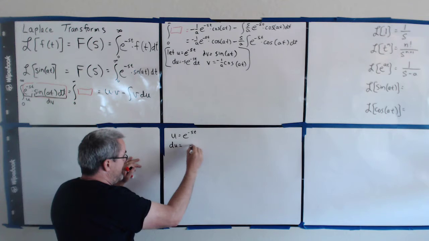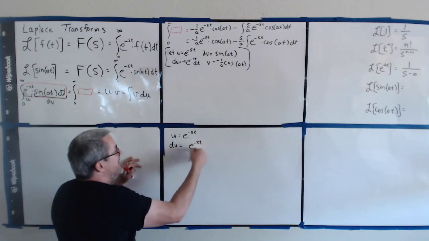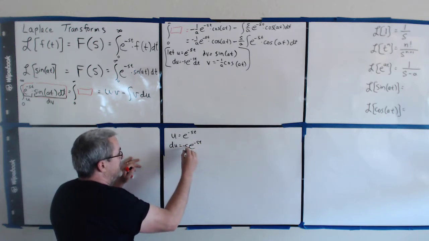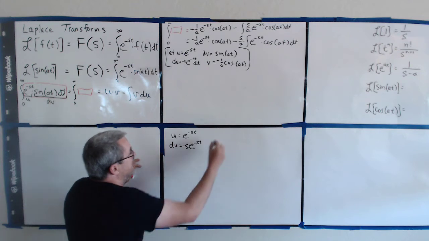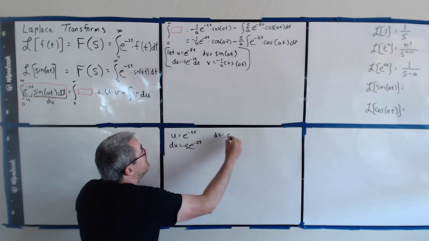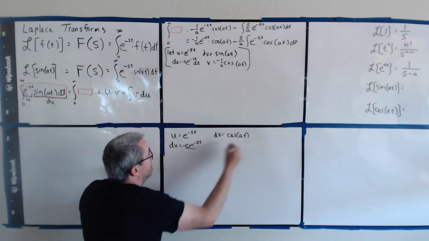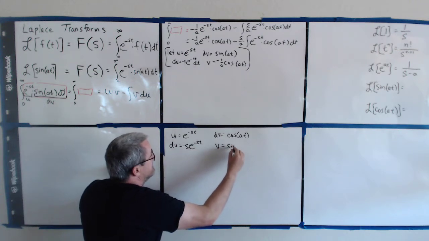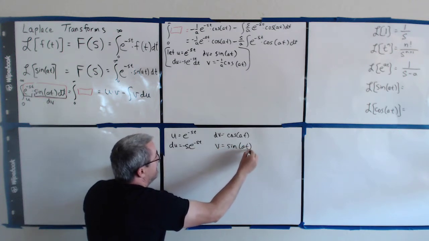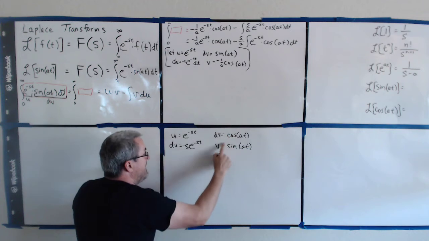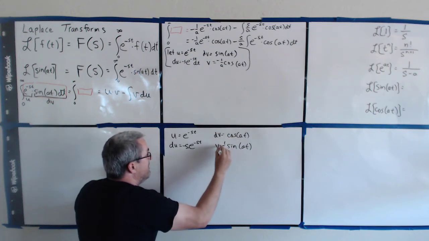Therefore, du is going to be e to the negative st, the derivative of the stuff, negative s, dv now is going to be cosine of at. So v is going to be the sine of at. But wait, the derivative of at would have been a, so we need to get rid of the a, with the 1 over a.